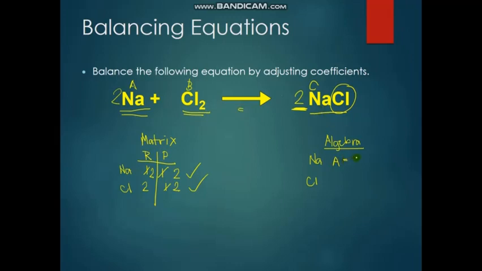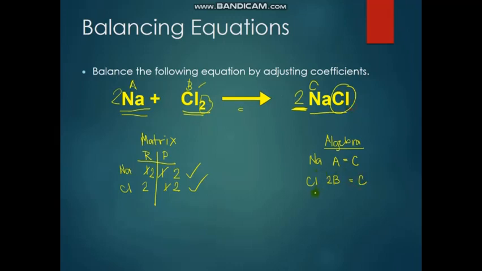It is found in C, and it is 1. Next, we have chlorine. Chlorine is found in variable B, and it is 2. So you have 2B. And then on the other side of the equation, it is found in C, which is only 1. So you have C.